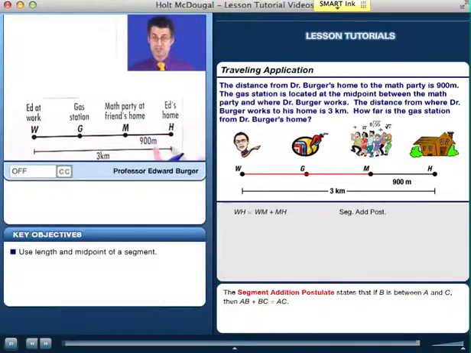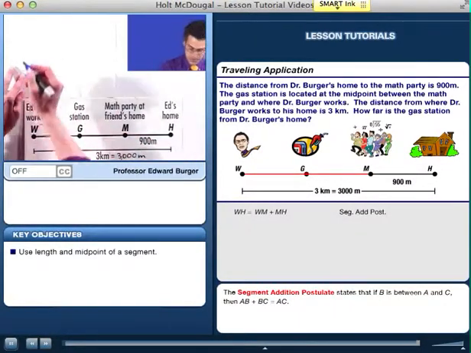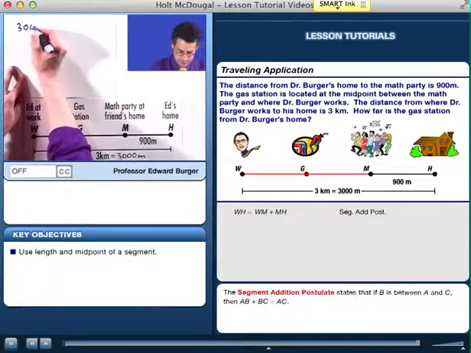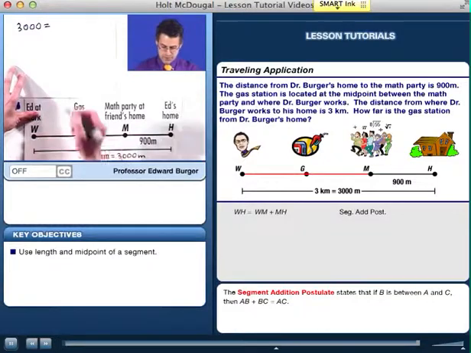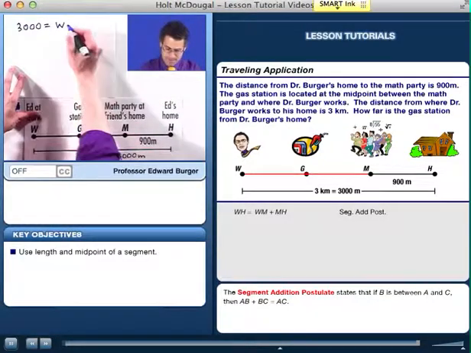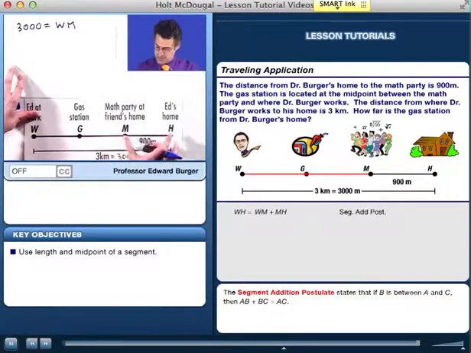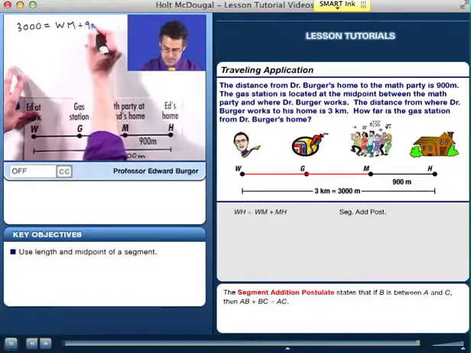Now, these units are different, so I better convert them. And so I'm going to say right now that this actually is the same thing as 3,000 meters. Do you see how all the units have to be the same? So now what I see here is, using the property that this length plus that length equals the whole length, I see that 3,000 meters is going to equal the length of the line segment WM, that's this line segment, plus 900 meters.